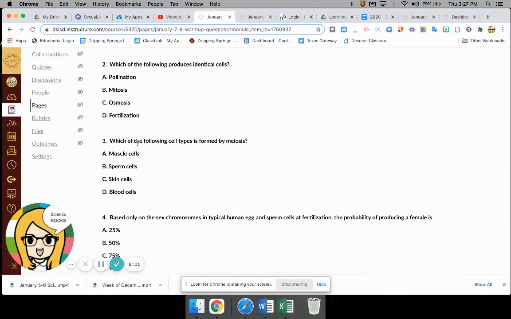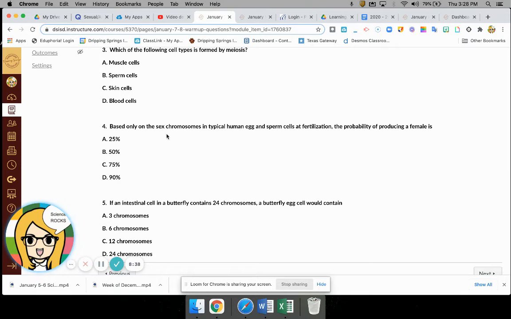Number 3, which of the following cell types is formed by meiosis? So meiosis is very similar to mitosis, but it only occurs in the gametes. And if you'll remember from the vocabulary, gametes are sex cells. So your answer choice is going to be a sex cell, either an egg or a sperm. In this case, the answer is B, sperm cells. Muscle cells, skin cells, and blood cells all reproduce by mitosis, not meiosis, because they're not gametes. Only gametes reproduce by meiosis.